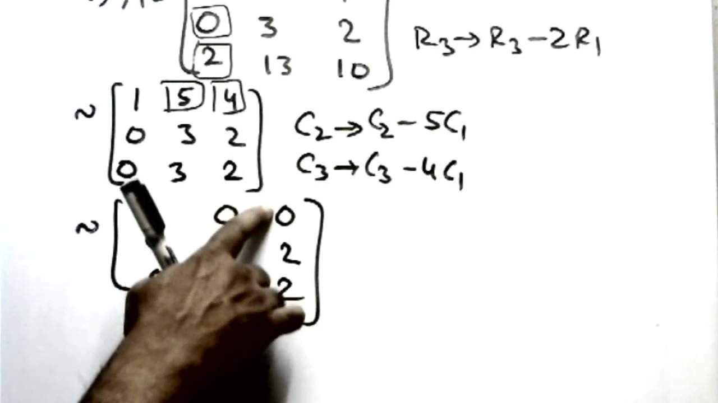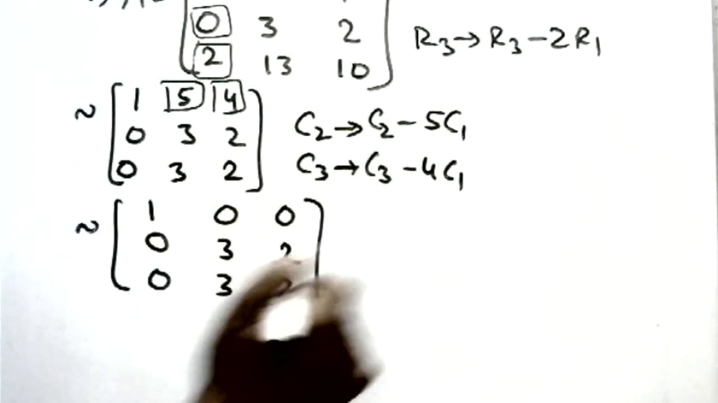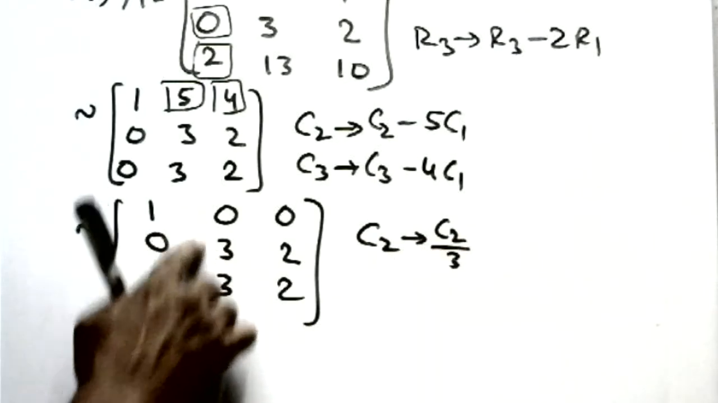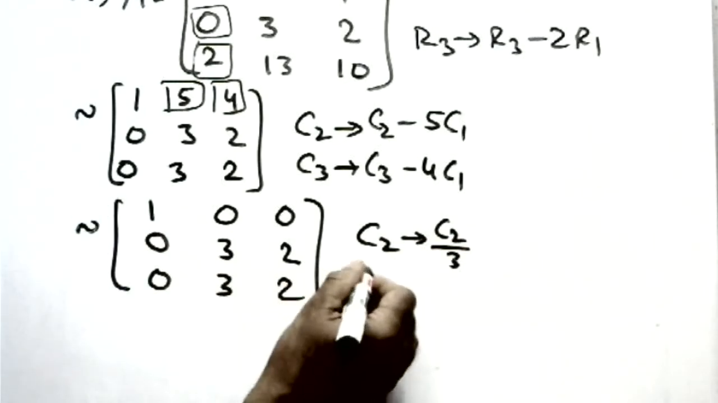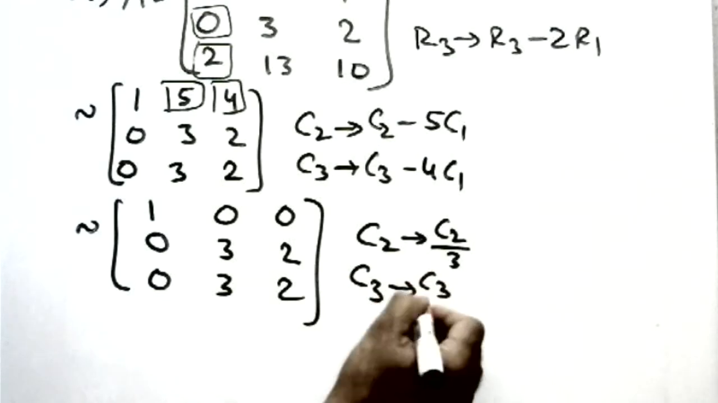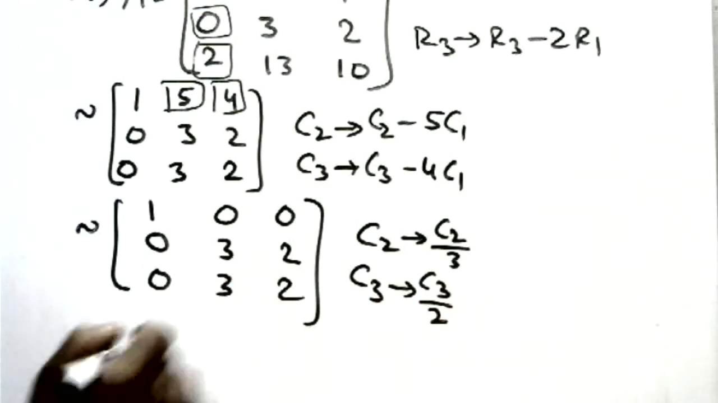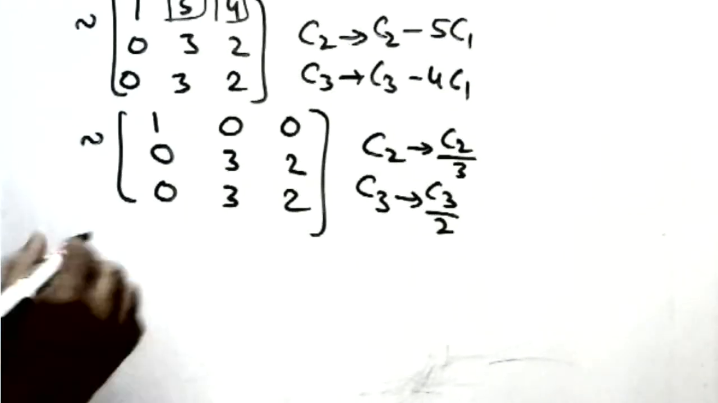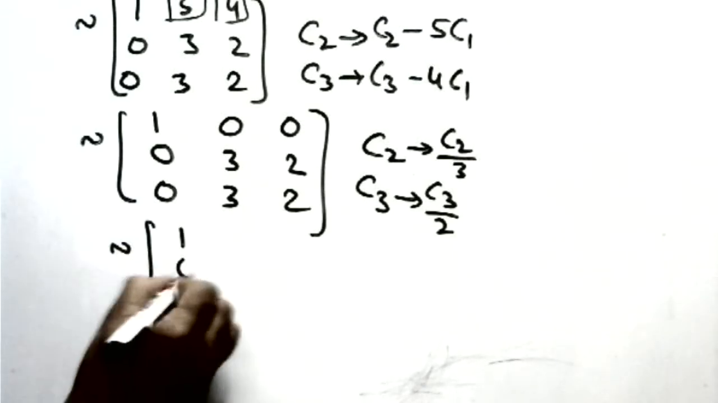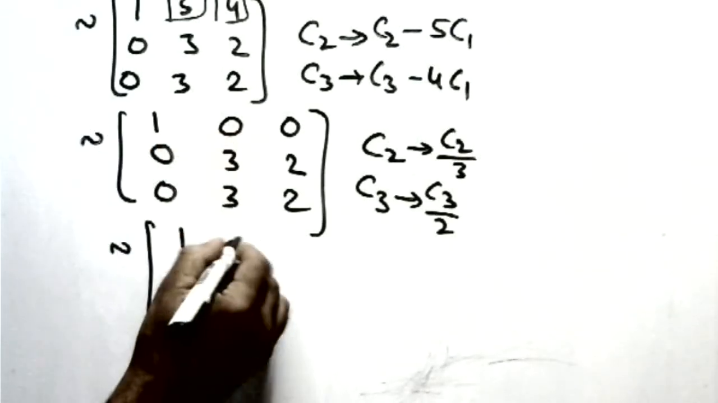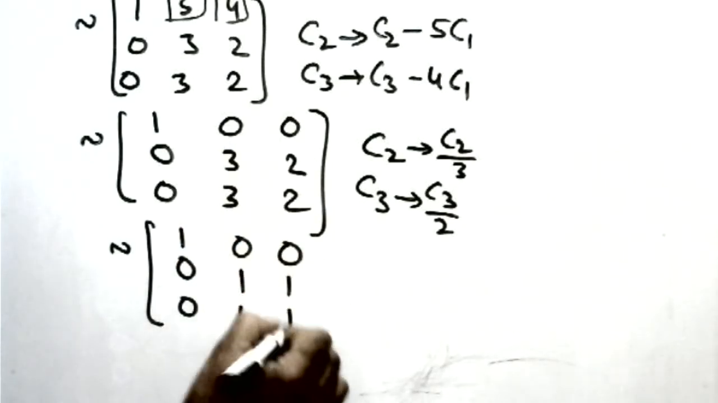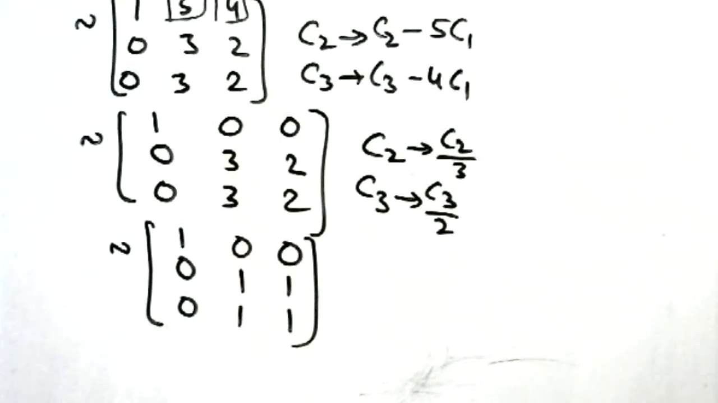Let me do one thing. We can take 3 common here, and we can take 2 common here. C2 implies C2 by 3. If we take common, it will become easy. 1, 1. In the same way, C3 implies C3 by 2. Whenever we get some common factor in between the steps, take it common because it will become easier. So see here 1, 0, 0. Now we have taken 3 common, so 0, 1, 1. Here we have taken 2 common, 0, 1, 1.